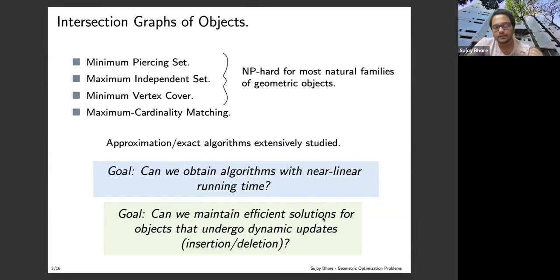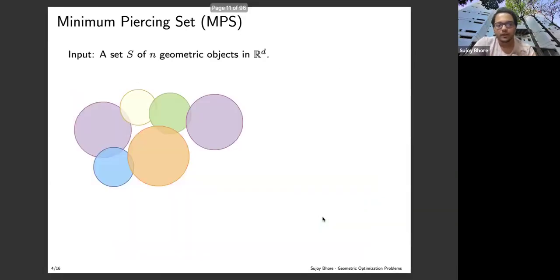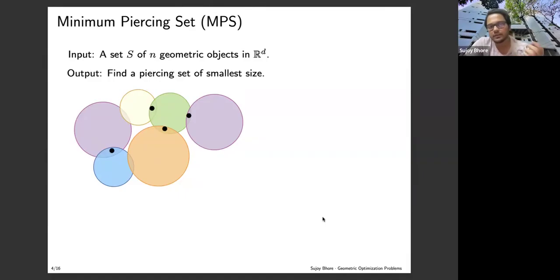With these two broad themes in mind, let me dig deeper into the questions that we are interested in. The first problem that I want to talk about today is a very natural geometric optimization question called minimum piercing set. We have a set of n geometric objects in d-dimensional Euclidean space. In this example, we have a set of disks in the plane, and our objective is to find a piercing set, which is a set of points of smallest size that stabs or pierces all the objects.